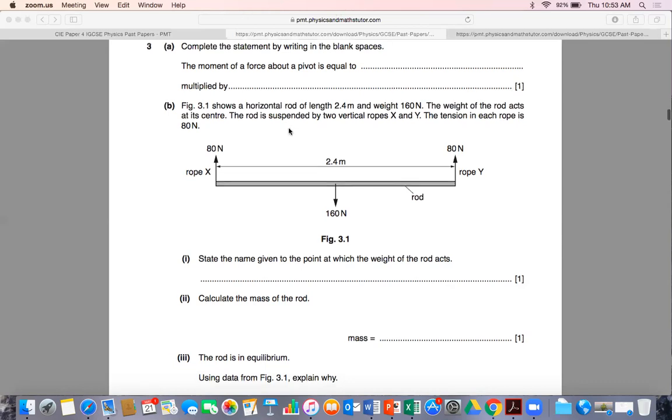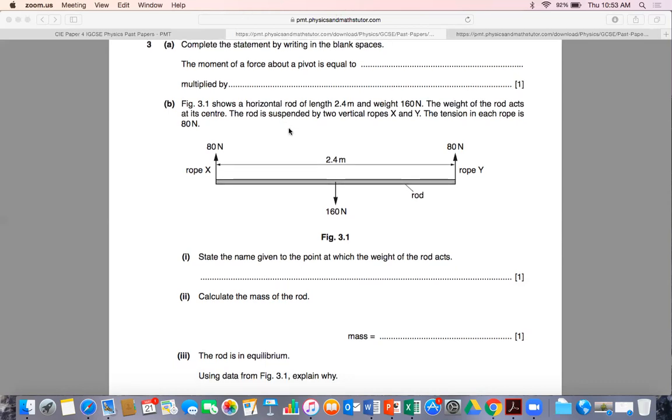Next one. Figure 3.1 shows a horizontal rod of length 2.4, weight 160 Newton. The weight of the rod acts at its center. The rod is suspended by two vertical ropes X and Y. Tension is 80 on each. What is the name given to the point at which the weight of the rod acts? What is that point called?